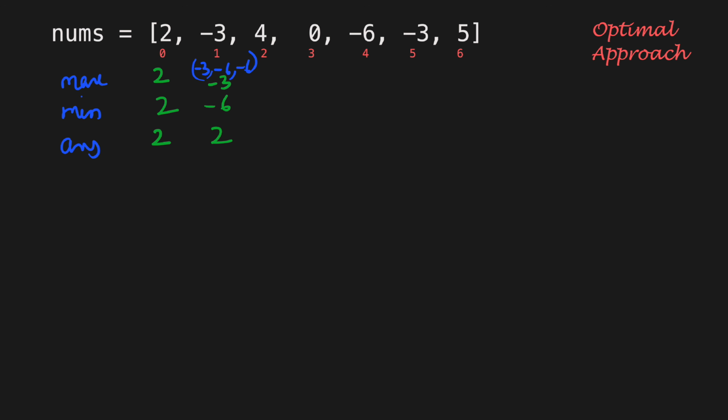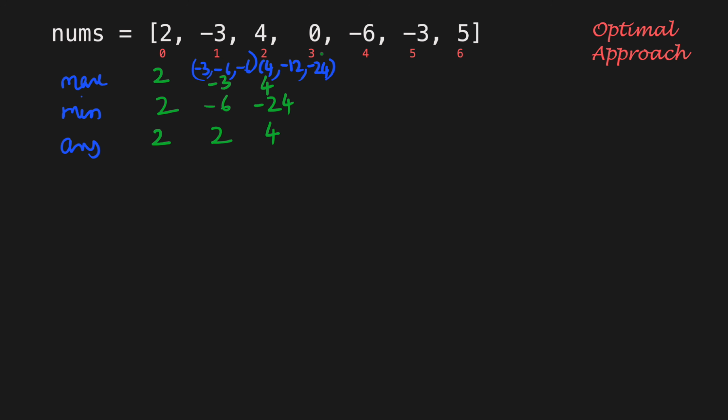Then the next element we encounter is 4. So the maximum value here will be equal to the maximum of 4 and the product of the element into the maximum and minimum products, which will be -12 and -24, which will be equal to 4 here. Similarly, the minimum will be equal to -24. And since the maximum is more than the answer, the answer becomes 4.